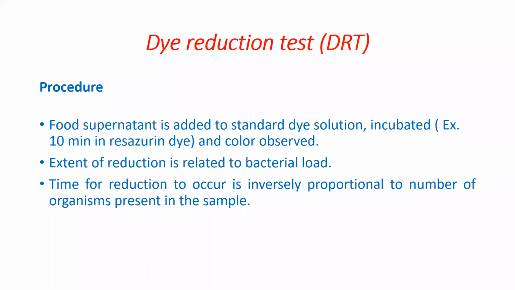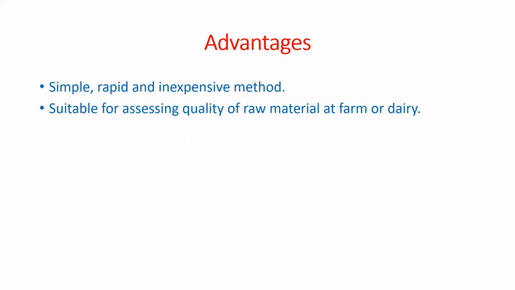It's very simple. We have to take the food sample and include it in this redox dye, keep it for some time, and then observe whether there is a color change or not. If color changes, that means there is a reduction. That means the dye is reduced. Then the advantage: simple, rapid, and inexpensive method. Okay, it does not require too much money. Suitable for assessing quality of raw materials at the farm or dairy. Okay, so suitable for the dairy.